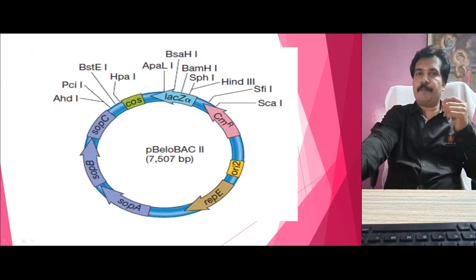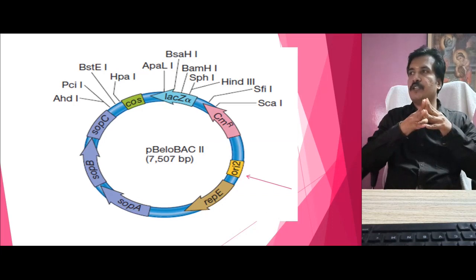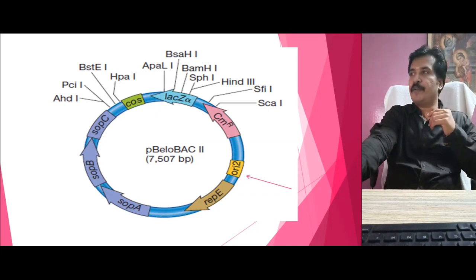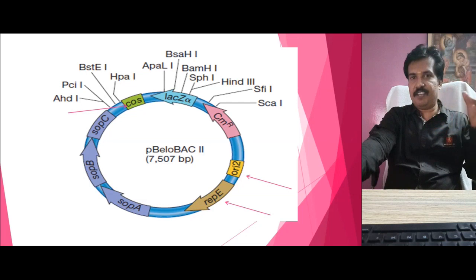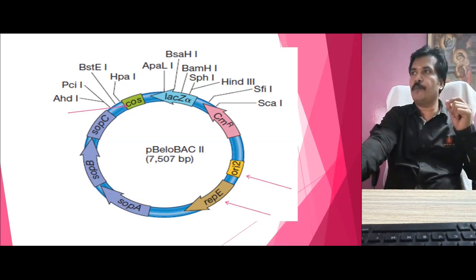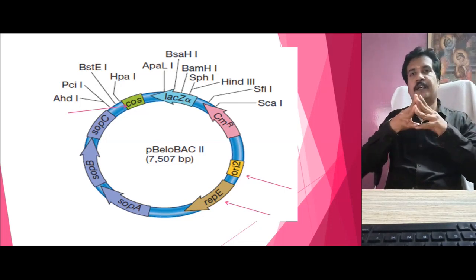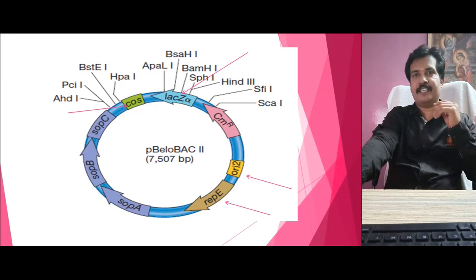You can see an example with this picture, that is pBeloBAC2, which is carrying about 7507 base pairs. In this picture you can see it carries the origin of replication site, that is oriS and the RepE protein. These two genes help in the replication of the artificial chromosome. Then sopA, B and C will maintain the copy number of this chromosome. Then it carries the cos site. This cos site helps in the circularization of this vector once it enters into the E. coli. Then it carries two marker regions, that is the lacZ alpha and the CmR, that is the chloramphenicol-resistant one.